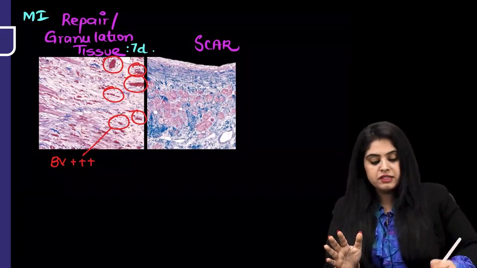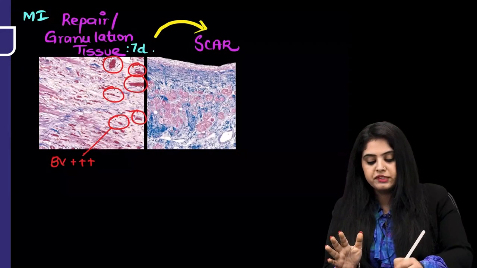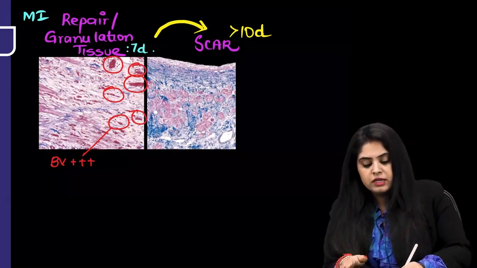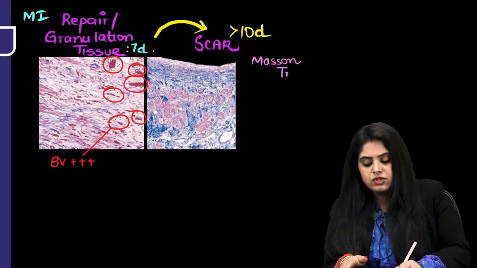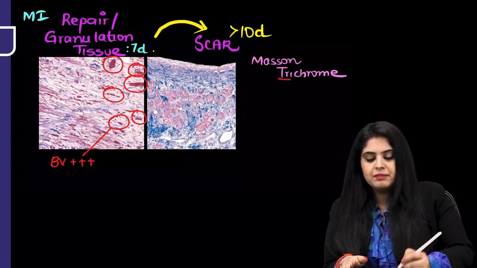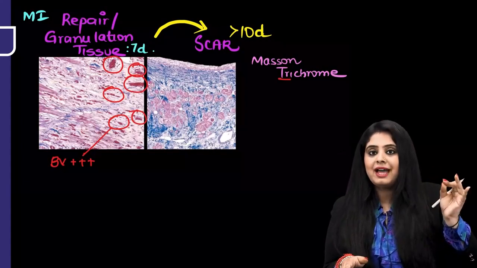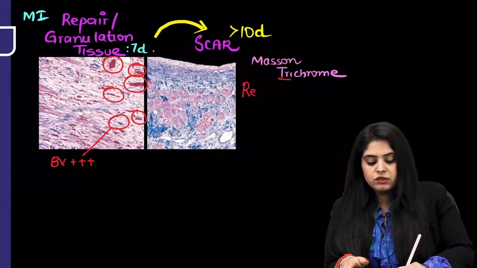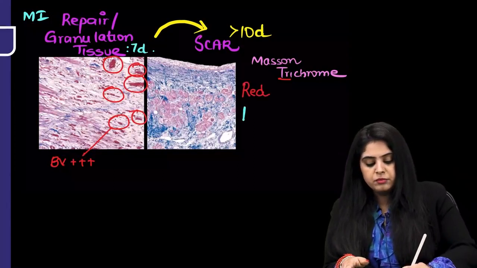Now moving on, after the repair has started, what is it going to process in? After 10 days, what happens? Scar formation starts. So for scar, what is the stain that I always do? Whenever I want to pick up collagen or any kind of scar, I always use the Masson trichrome. What is the purpose of doing Masson trichrome? You will say, ideally ma'am, there are 3 colors, red, blue and black. I'm focusing on 2 colors for the time being. I want to ask you what comes red and what comes blue.